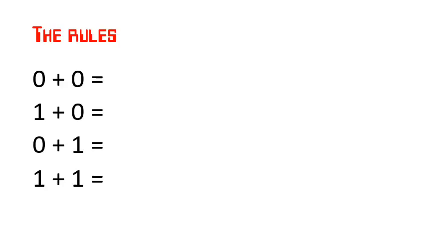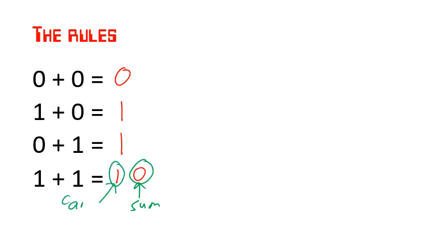Okay, the rules for binary are very, very simple. So 0 plus 0 is 0, 1 plus 0 is 1, 0 plus 1 is 1, 1 plus 1 is 1, 0. And we'll learn a bit later on, but that's the one you write down because that's giving you one digit in one column. So that one's called the sum because you're doing sums. And this one over here is called the carry.